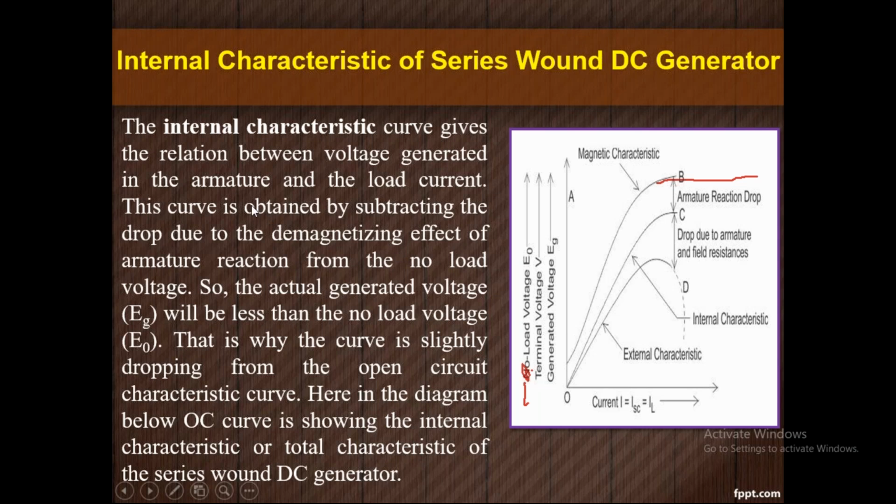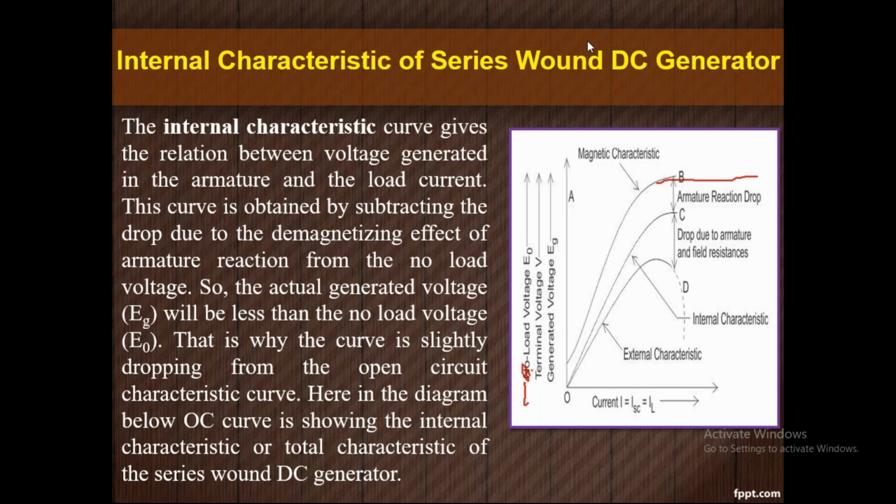Now we'll see the internal characteristics. Internal characteristics we can obtain between the induced EMF and line current. Here, because of the armature reaction, we are getting a graph like this. The graph should start from the horizontal, and we will get something less than what we obtained in the magnetization characteristics.